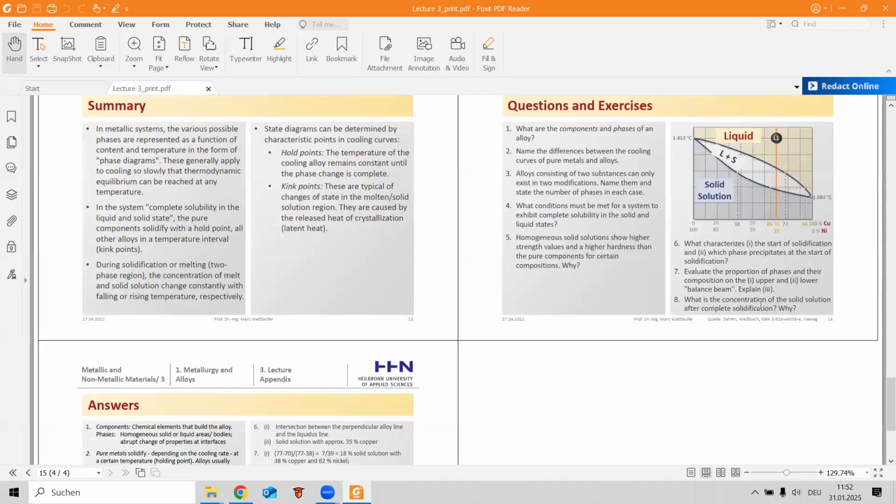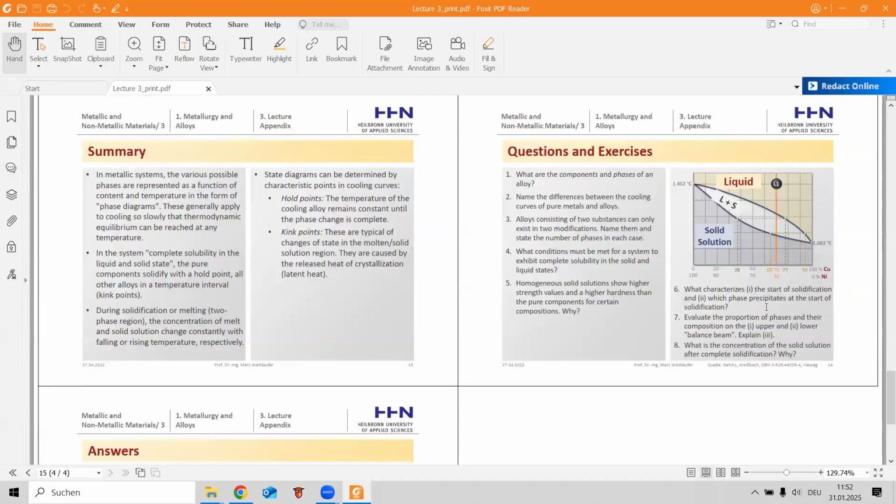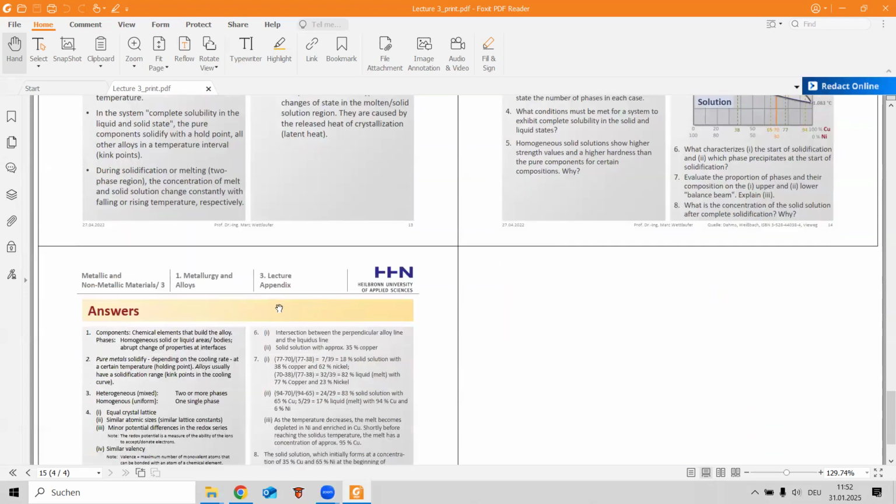And here are some questions and exercises. So the first question: what are the components and phases of an alloy? A component is a chemical element that builds the alloy, and phases are homogeneous solid or liquid bodies.